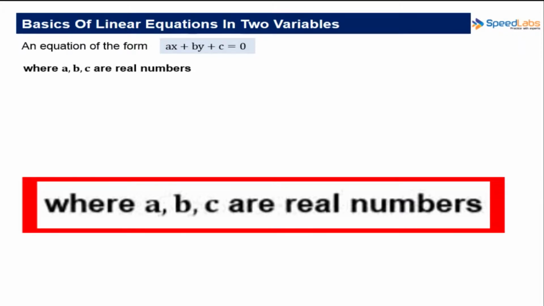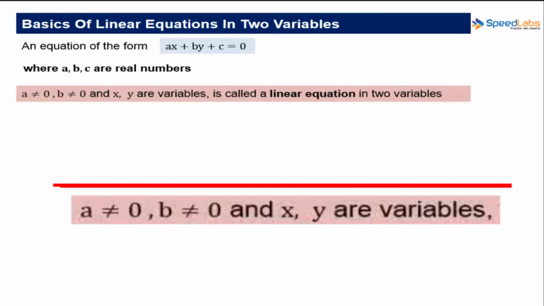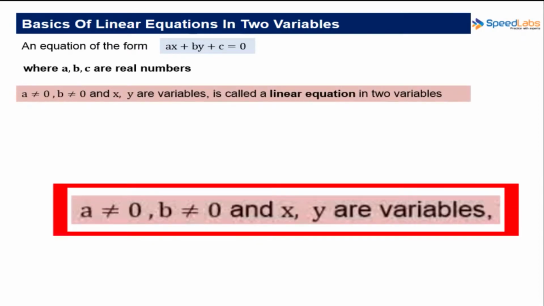a, b and c are known as constants. Their value does not change. For a given equation, what will a, b, c always be? They will be constant. But if you look at x and y, you can change x and y. So what are x and y called? They are called variables. So x and y are variables, a, b, c are constants.